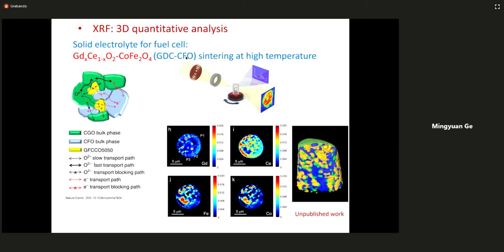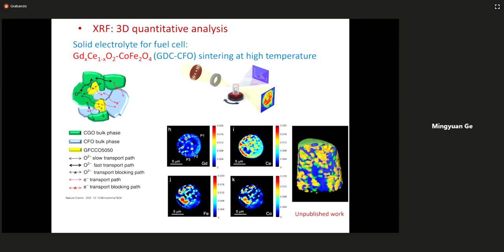So this is an ongoing project. We are looking at a mixture of the gadolinium cerium oxide and the cobalt ferrite oxide. This system is a very good ionic conductor for fuel cells. People say that different components of this mixture have different functions. The CGO, the gadolinium cerium part, is more conductive for ions, like oxygen transport, and the CFO, the cobalt iron oxide, is more electronically conductive. So people think that by combining these two, the material will have both good conductivity for oxygen ions and also good conductivity for electrons.